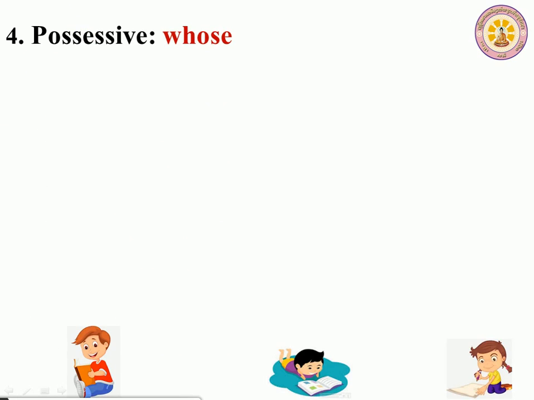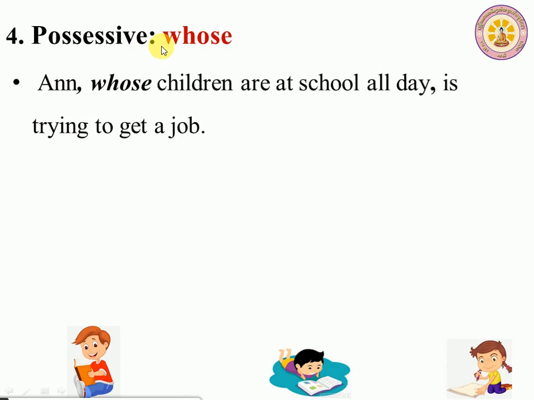One more, possessive. The pronoun that is used as a possessive for people is whose. Example: Mrs. Ann, whose children are at school all day, is trying to get a job. Whose children, I mean the children belong to Mrs. Ann. So whose is the possessive.